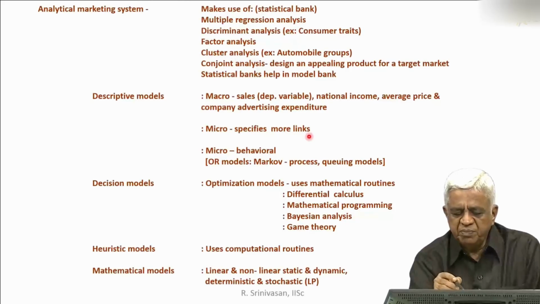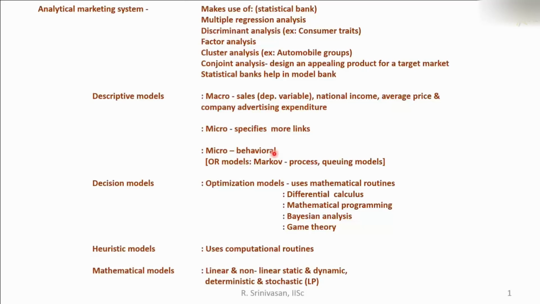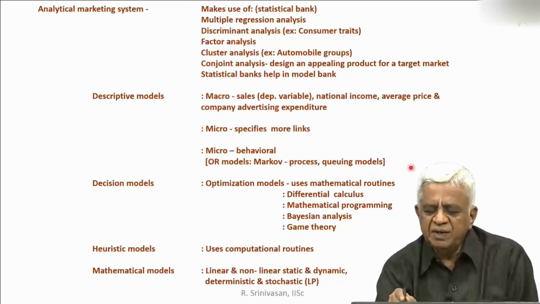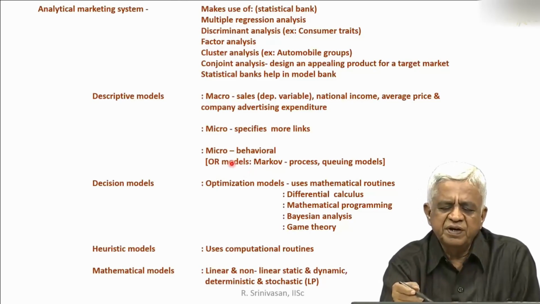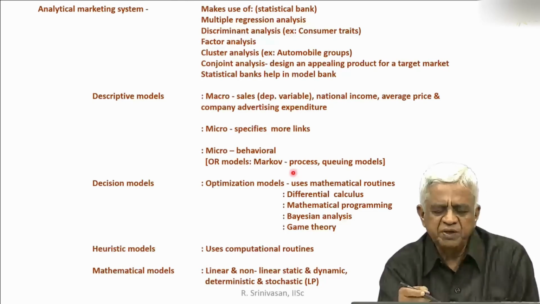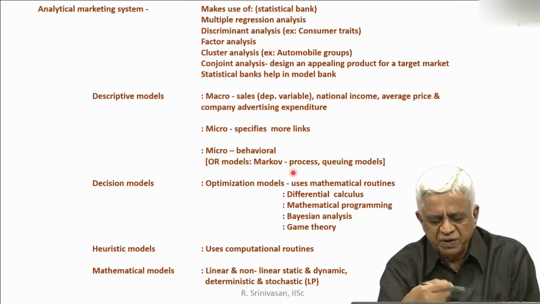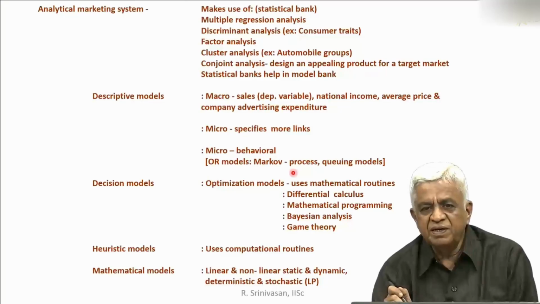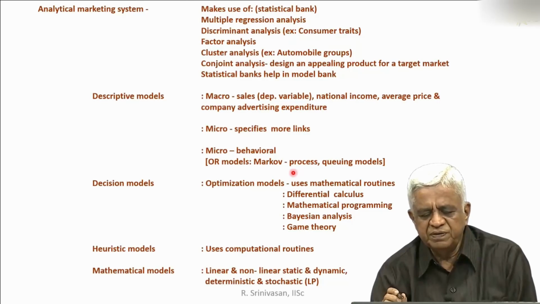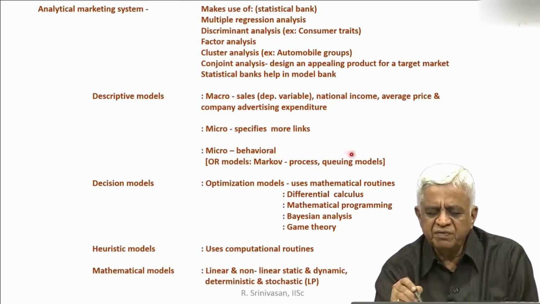In addition to the micro model, you may use something like the micro behavioral model. What is this micro behavioral model? This is where operations research comes to the help of marketing. So ultimately, note that everything revolves, whether it is the statistical models or the descriptive models, the ones which we go further like the decision models or the heuristic method or the linear mathematical models. All of them are concerned with markets.